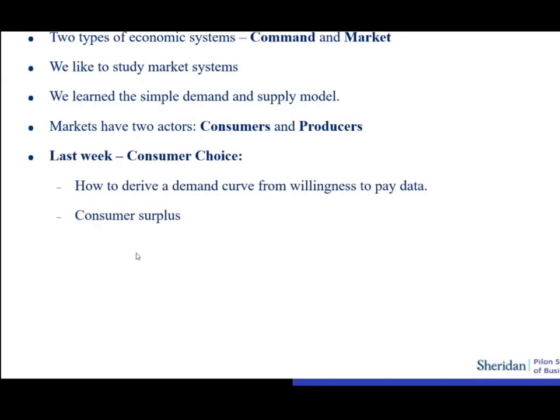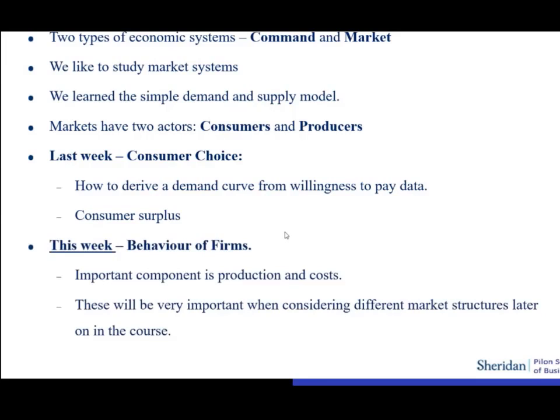Last week we talked about consumer choice, which gave us a little bit of a taste of consumer theory. So we got a bit of an idea of why a demand curve's downward sloping. We looked at consumer surplus. Now, if you're thinking of the supply side, we're going to talk about the behavior of firms. An important component of this is production and cost. So we're just going to look at an overall general pattern of production and cost.